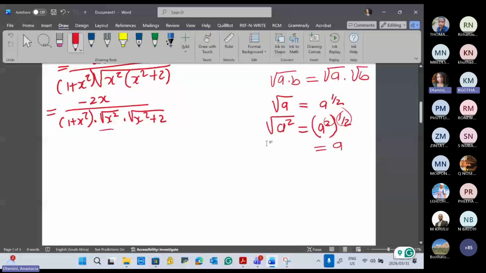Wait, so does that mean x squared plus 2 stays in its root form? For now, it stays in its root form, and we'll see whether we have to simplify it or not. Okay. So in this case, let me just write it down, and you tell me if it appears.